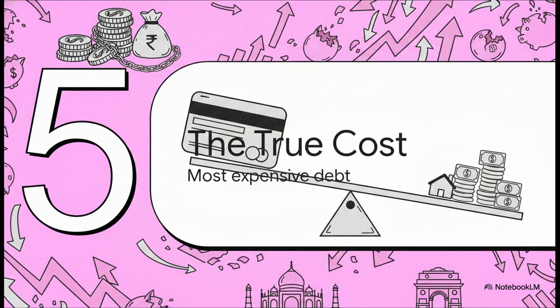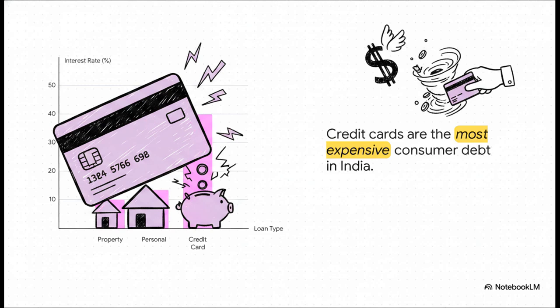Section 5, the true cost, or exposing the most expensive debt. To really grasp the severity of Stage 3, we have to look at how this stacks up against other ways to borrow money in India. Shockingly, revolving credit card debt just completely towers over stuff like property loans or personal loans. Think about it. A loan against property might run you somewhere around 8 to 12%. A personal loan usually sits around 12 to 15%. But Stage 3 credit card debt, it's literally the most expensive common consumer debt available. It completely blows past almost any legitimate financing option out there. You are paying an unbelievable premium purely for the convenience of swiping that plastic.